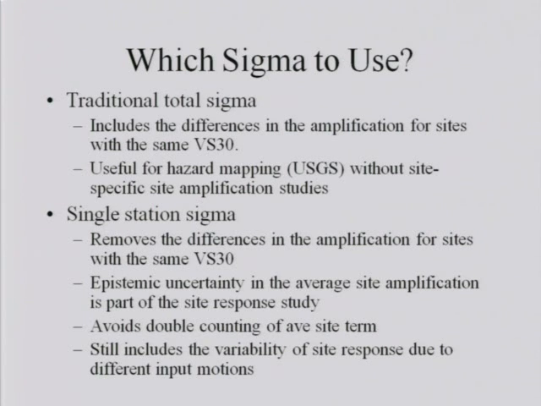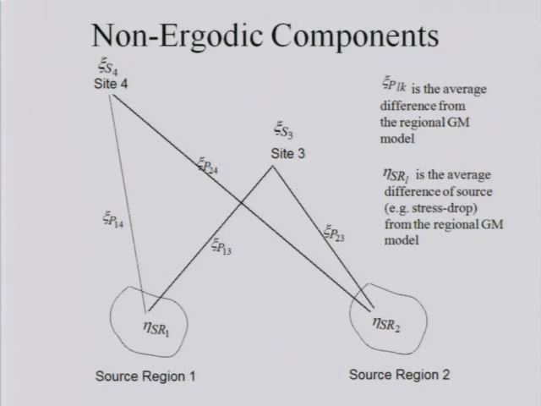All right? And as I said here, we are still including variability of site response due to different input motions because we don't know how to pull that term out just yet. All right, that's the easy one. Okay? So that is considered a partially ergodic model. Okay? That is, it's traded space for time, but not fully because we've allowed the sites to be specific. Now we'll go to the fully non-ergodic model.